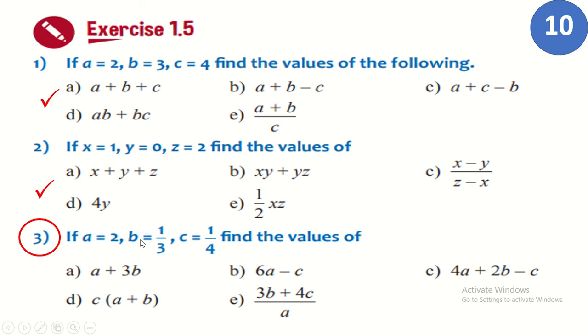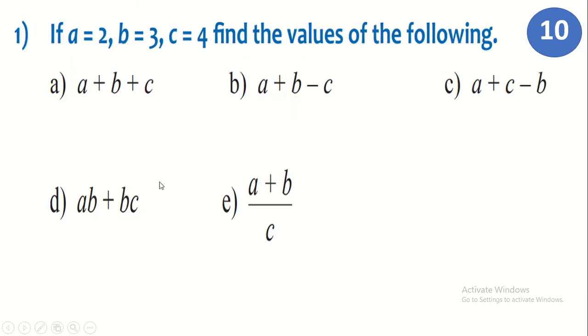Quick review first for number one. If some of you have not finished, you can copy the answer. If A is equal to 2, B is equal to 3, C is equal to 4, find the values of the following. Letter A, you replace the numbers: 2 plus 3 plus 4. The answer is 9. Correct, students?